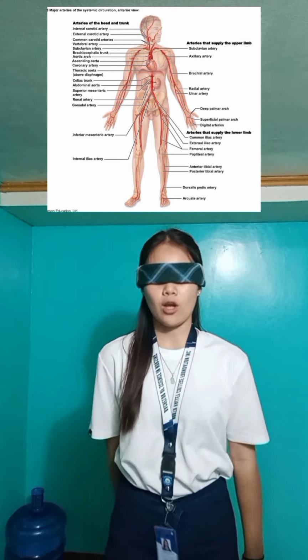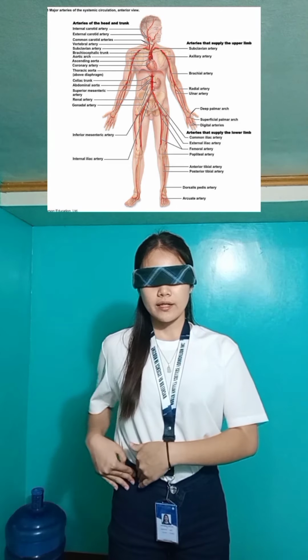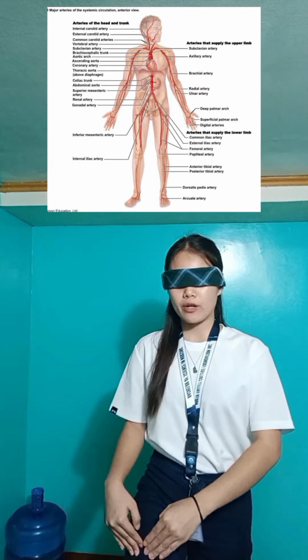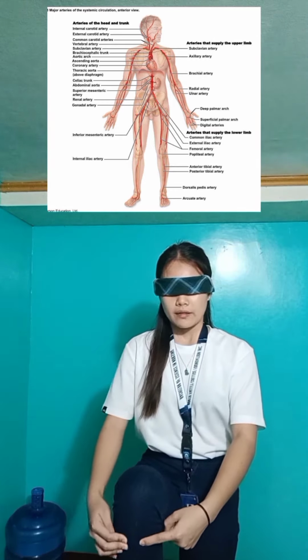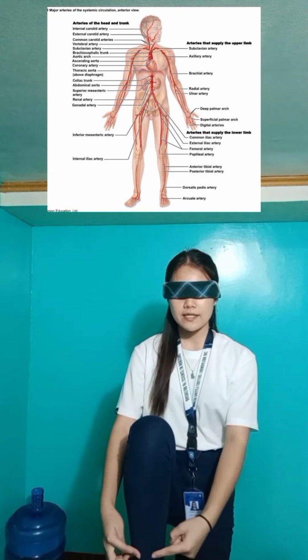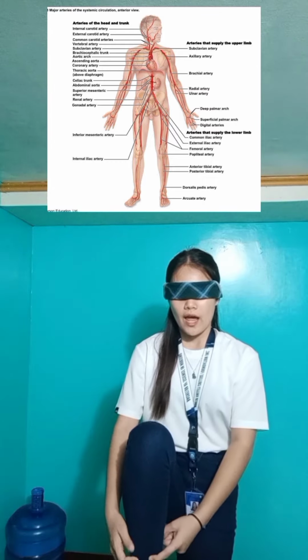Arteries that supply the lower limb. The common iliac artery, the external iliac artery, and here up to here are the femoral artery and the popliteal artery. The anterior tibial artery, the posterior tibial artery, the dorsalis pedis artery, and the arcuate artery.